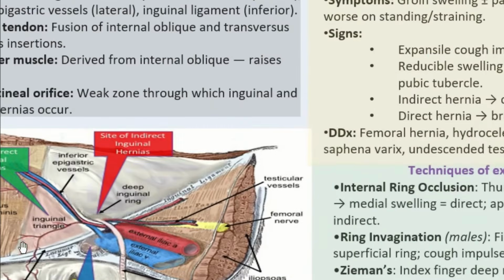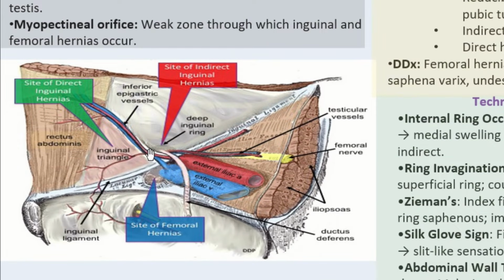When we look at the sites of hernias, we have the site for the direct hernias, the site for the indirect hernias, and the site for the femoral hernias. These are joined together in an area known as the myopectineal orifice. When you look at this region, we have the inguinal triangle, which is bordered laterally by the inferior epigastric arteries, medially by the lateral border of the rectus abdominis, and inferiorly by the inguinal ligament. The triangle formed is the site where we have most of the direct inguinal hernias.